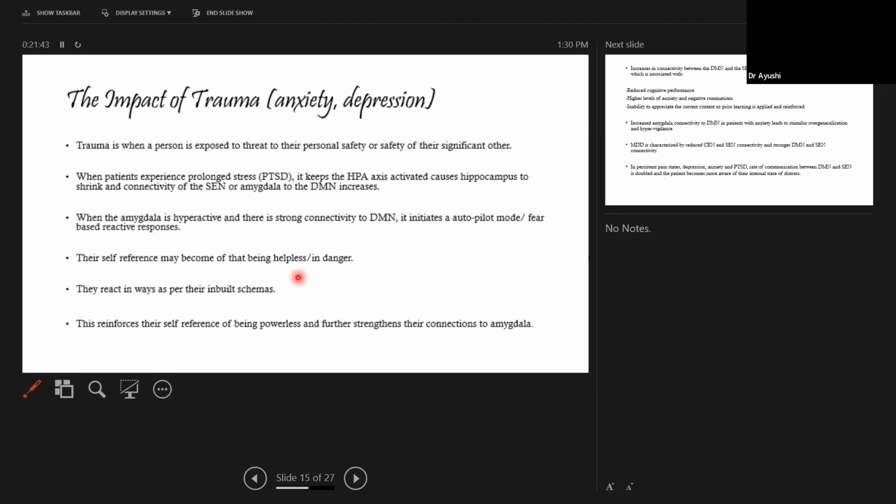So the patient will not be able to perform any cognitively demanding task because he is more inclined to the default mode. So he'll be always involved in his own mind, in those negative ruminations, in those negative pain states, depressive states.